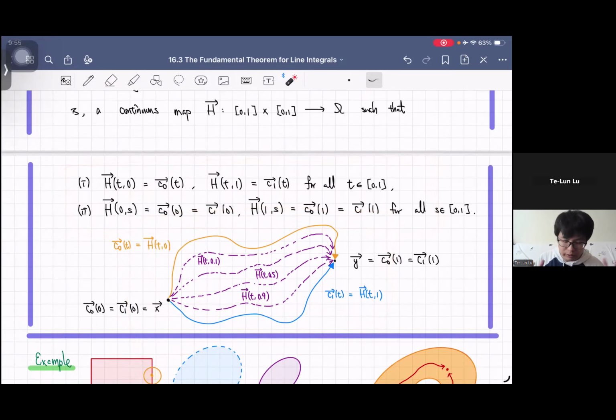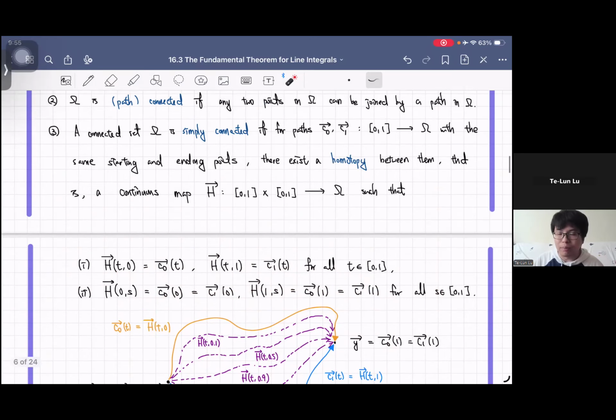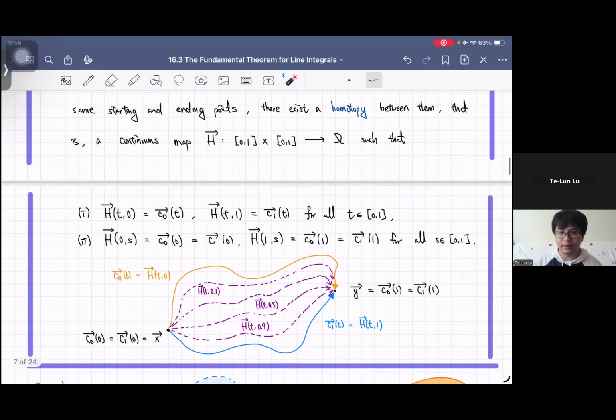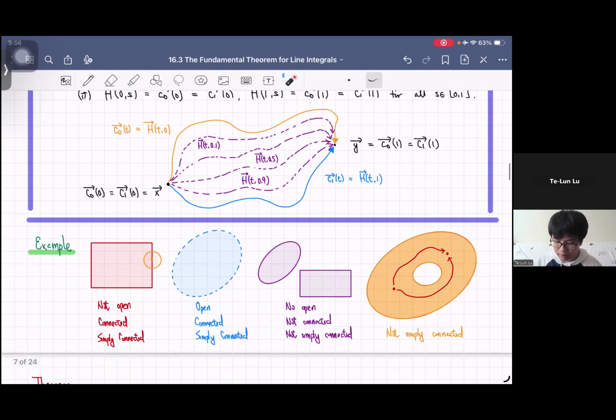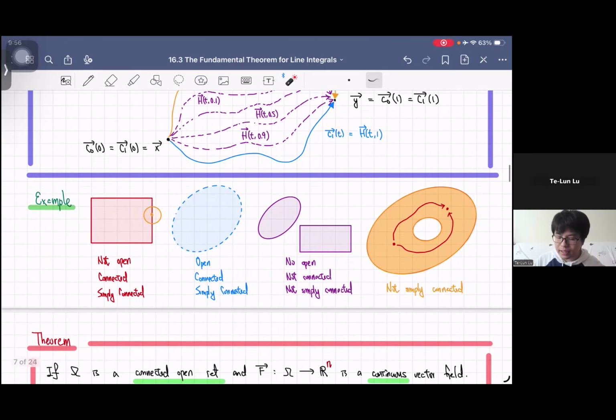So just to say again, if any two paths with the same starting and ending point share this homotopy relationship, then we say that this connected set omega is called simply connected. So again, let us look at what happens if we're not simply connected. For instance, this guy with the hole is not simply connected.